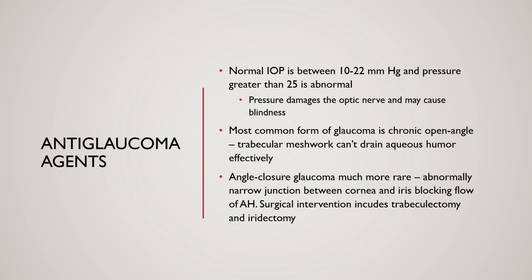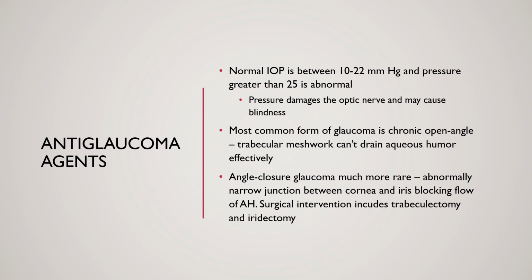Okay, going on to some anti-glaucoma agents. Normal intraocular pressure on a patient is between 10 and 22 millimeters of mercury, and pressure greater than 25 is considered abnormal. Pressure damages the optic nerve, and when that happens, if it's over a prolonged period of time or it is incredibly severe, it can cause blindness.